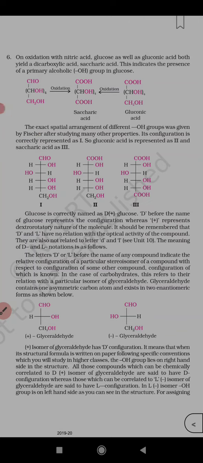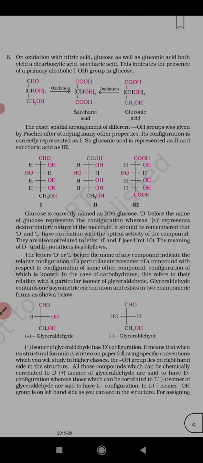D before the name of glucose represents the configuration. So capital D denotes the configuration, whereas plus represents the dextro-rotatory nature. Both are not at all related. Capital D represents the configuration, plus represents the dextro-rotatory nature of the molecule.